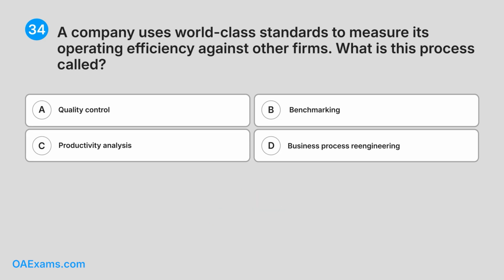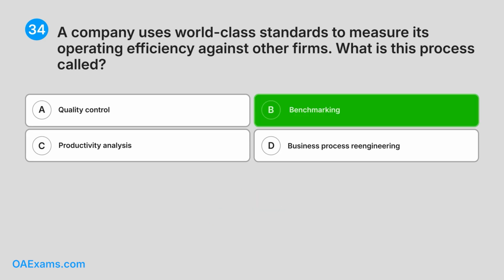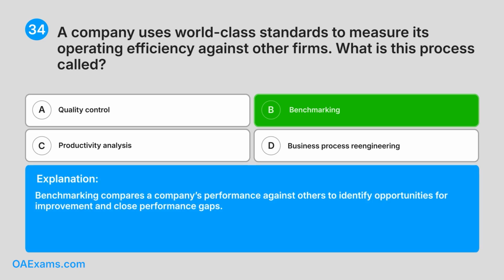Correct answer: B. Benchmarking. Explanation: Benchmarking compares a company's performance against others to identify opportunities for improvement and close performance gaps.